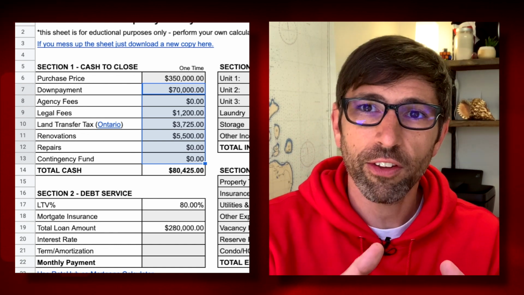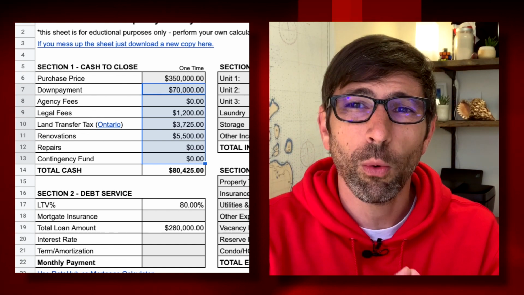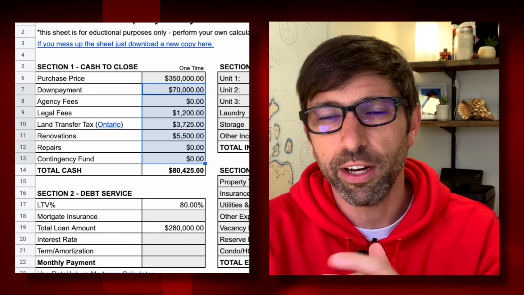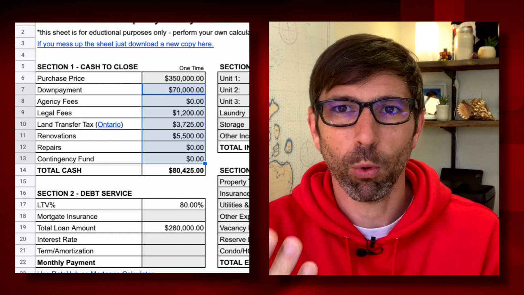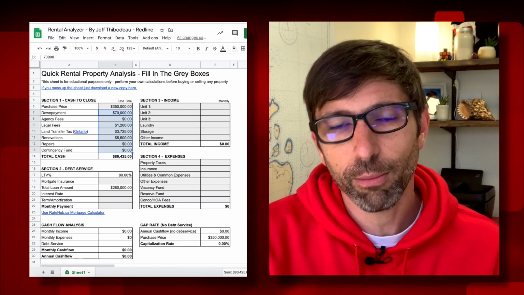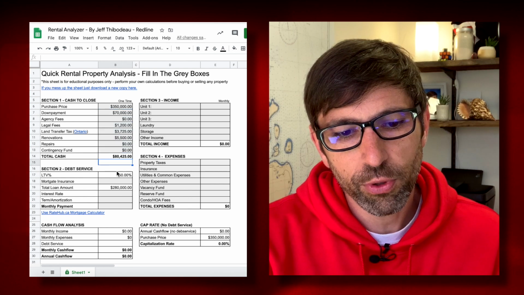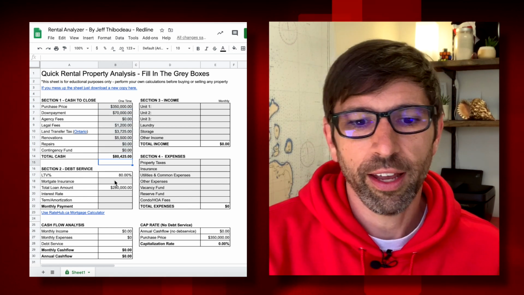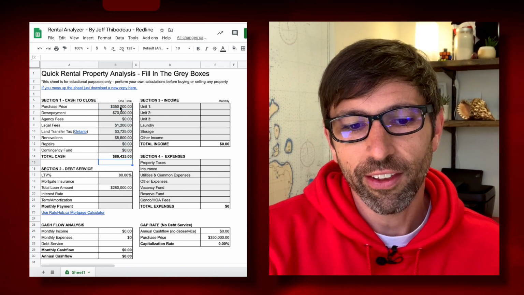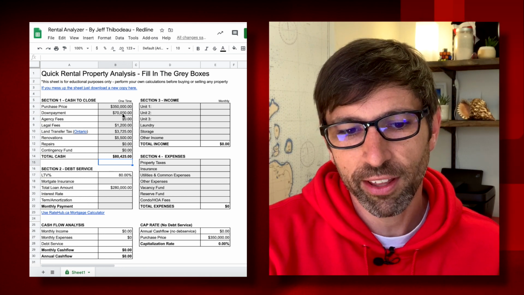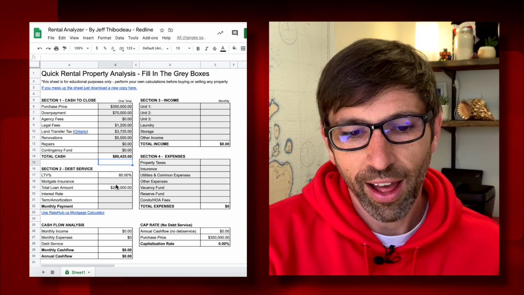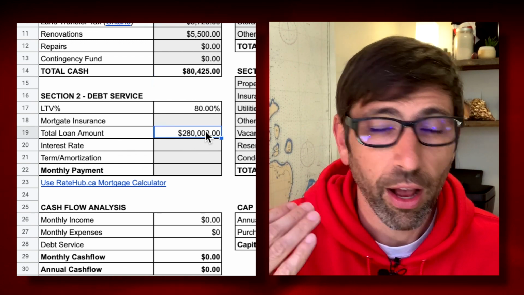But for now, let's just look at this number as the amount of cash we would need to show up with on day one, and the rest of the money is going to be covered by a mortgage, okay? So that's section number 2 for us. Section number 2 is debt servicing. So if you're not buying this 100% cash, we're only bringing $70,000 cash in, then we're going to have to get the other $280,000 from somebody else, a mortgagee, and we're going to have to make a monthly payment with interest.